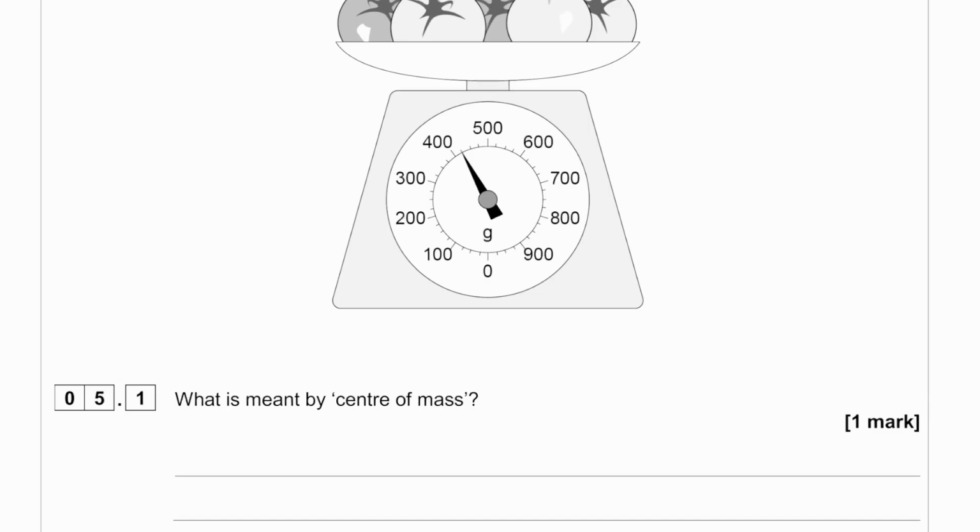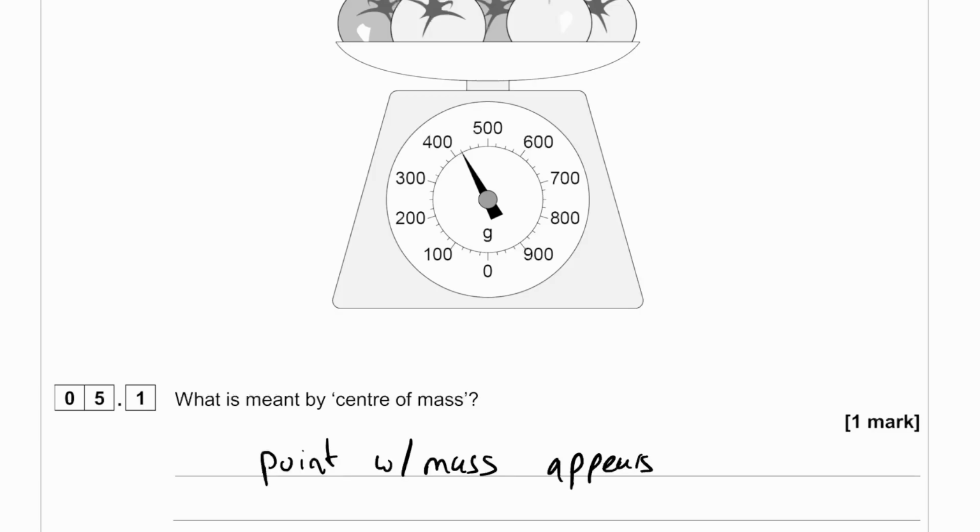It's 1 mark. What is meant by the center of mass? So can we define center of mass? This is a question that you guys should just memorize. You should memorize the definition of center of mass. You should understand it, but you should also memorize the definition so you can give the correct definition in the exam. So what would you put? Well, the correct definition for the center of mass should be the point from which the weight may be considered to act, okay? Or you can say the point where the mass appears to be concentrated.